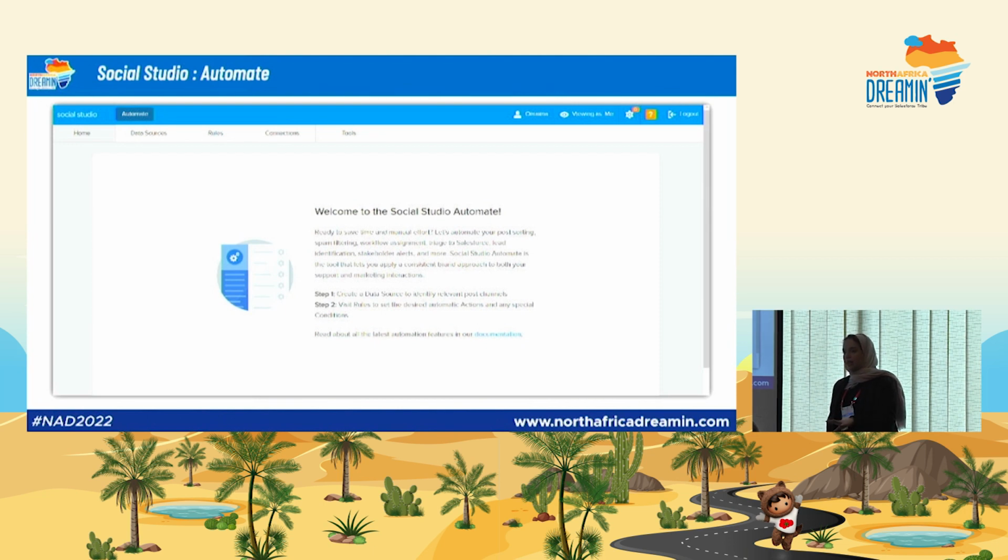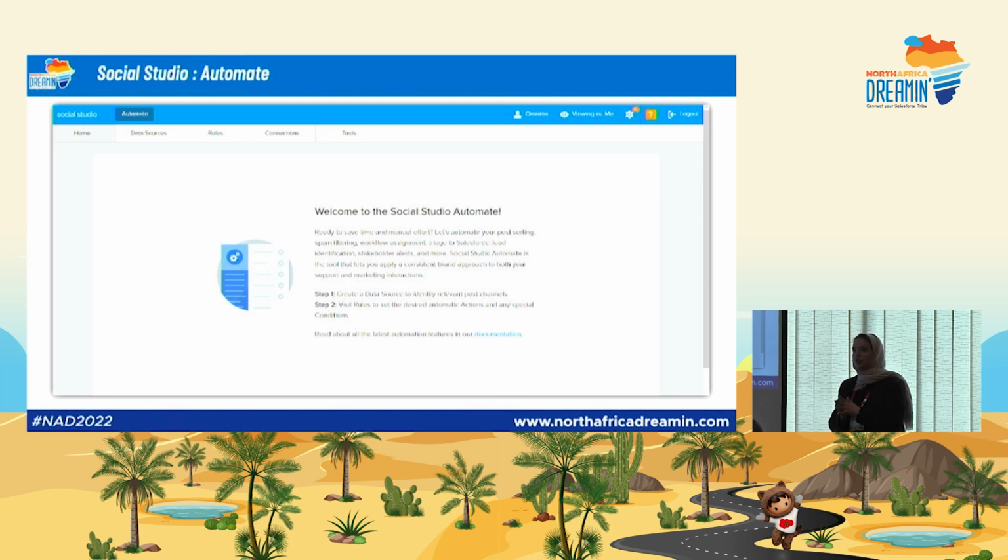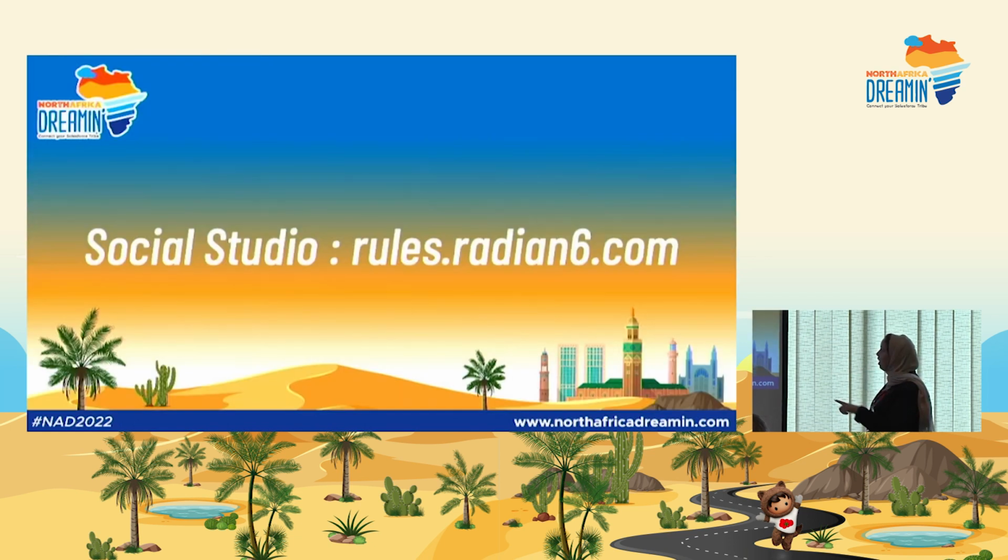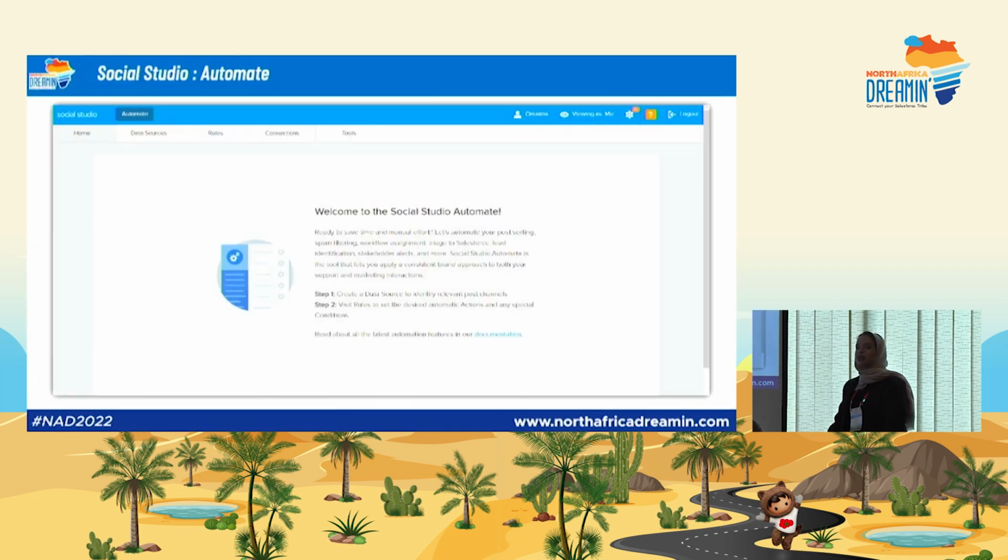The next use cases or the next screens I'm going to be showing you is in order to integrate your Social Studio with Service Cloud. How can we do that? So the first thing is that you go to Rules, the URL I showed before, rulesradiant6.com. Let's say I already have my Radiant 6 already set up, and I have a couple of accounts linked to it, and I have a separate Salesforce org in which I want to receive the feedback.